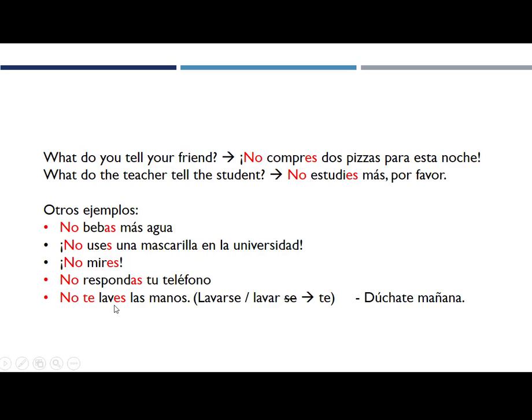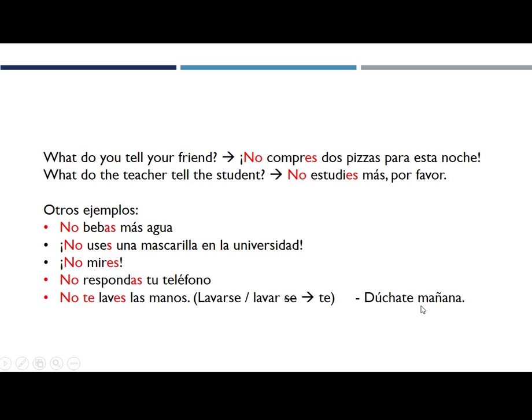No te laves las manos. But I've done the same to this verb. Lavar. I go to the yo form, lavo, I drop the O, okay, and put the opposite vowel. I mean, the opposite to an AR is going to be ES, laves, okay? I have laves, I have no, and let's put the te in the middle because it's a reflexive verb. So that would mean don't wash your hands.